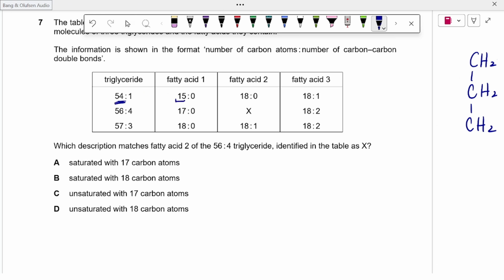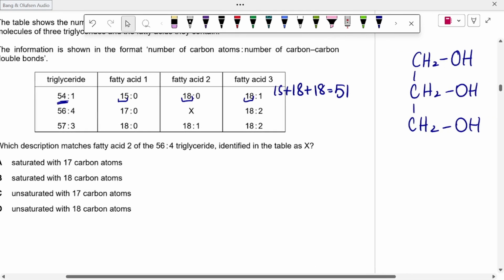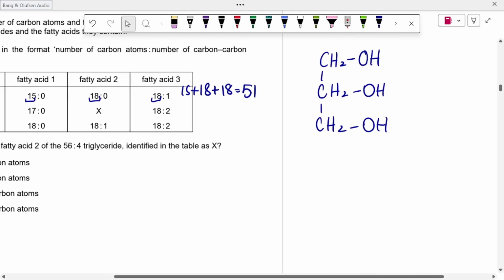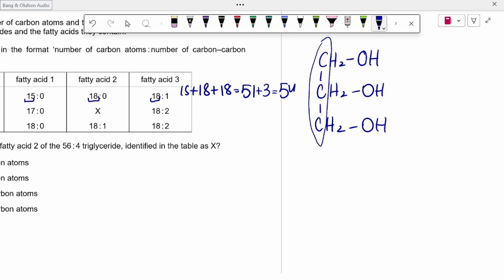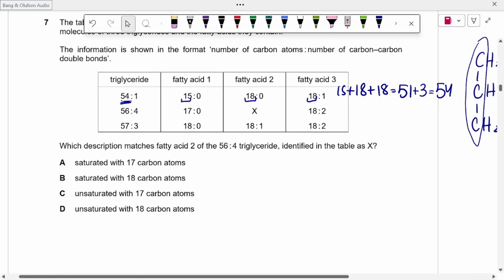If you look at this, 15 plus 18 plus 18 gives you 51. And this is 54. If you look at your glycerol, you have 3 carbon atoms in your glycerol. So 51 plus 3 from your glycerol will give you 54. This is how there are 54 carbon atoms in your triglyceride 1.